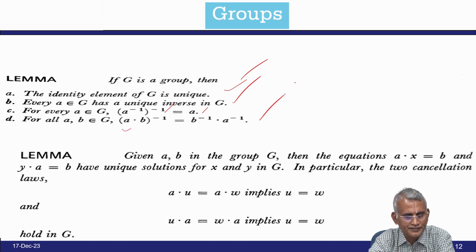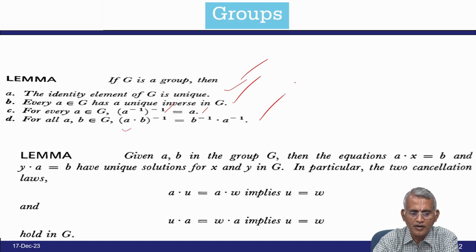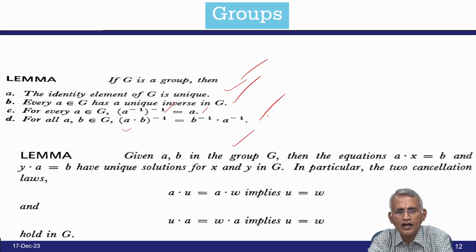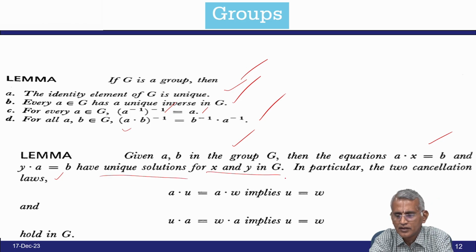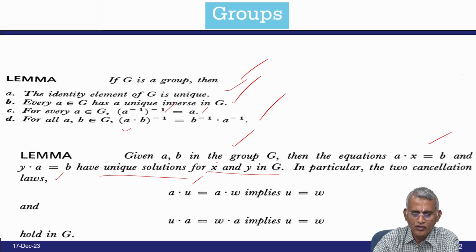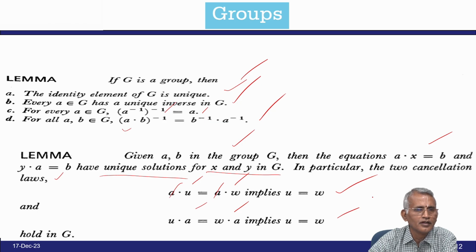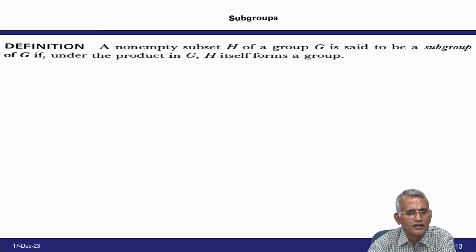Now, we have a lemma. Given A, B in the group G, then the equations A dot x equal to B and y dot A equal to B have a unique solution for x, y in G. With the help of the two cancellation laws, A dot u equal to A dot w implies u equal to w, and u dot A equal to w dot A implies u equal to w. This holds in G. Now, we are going to discuss a subgroup.